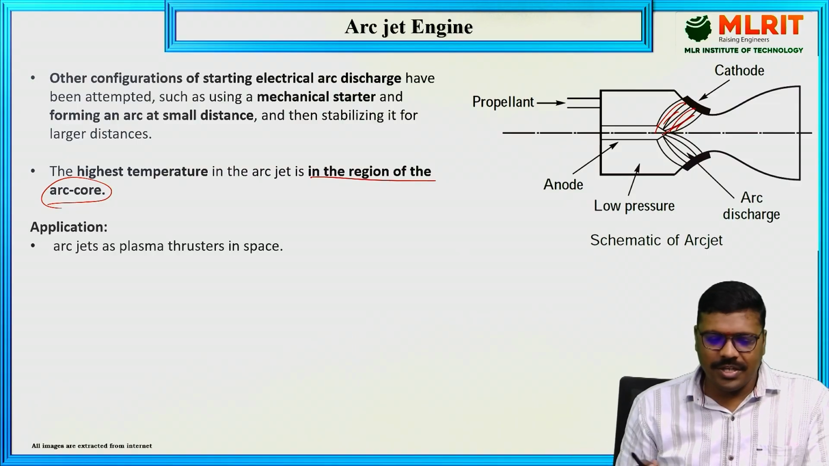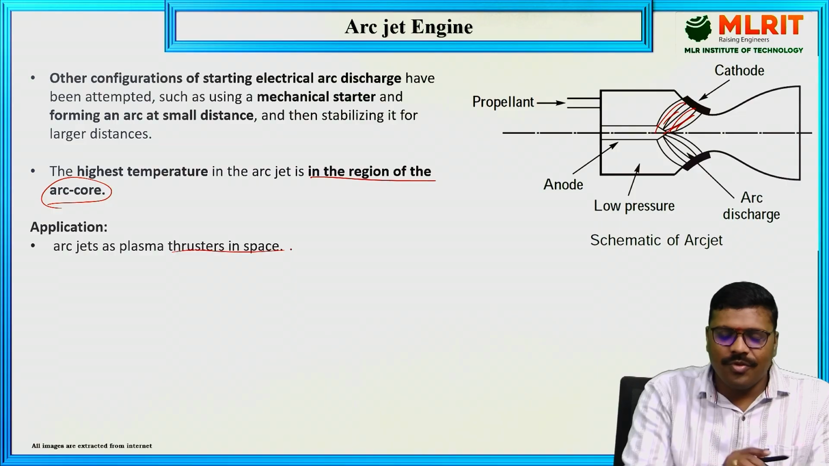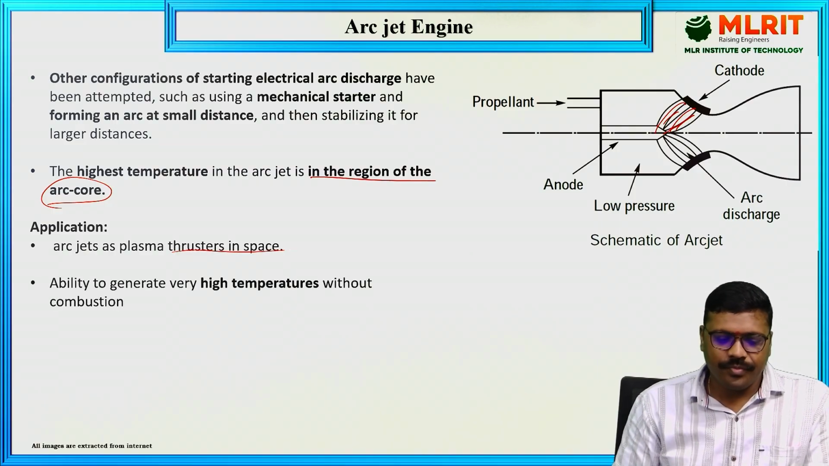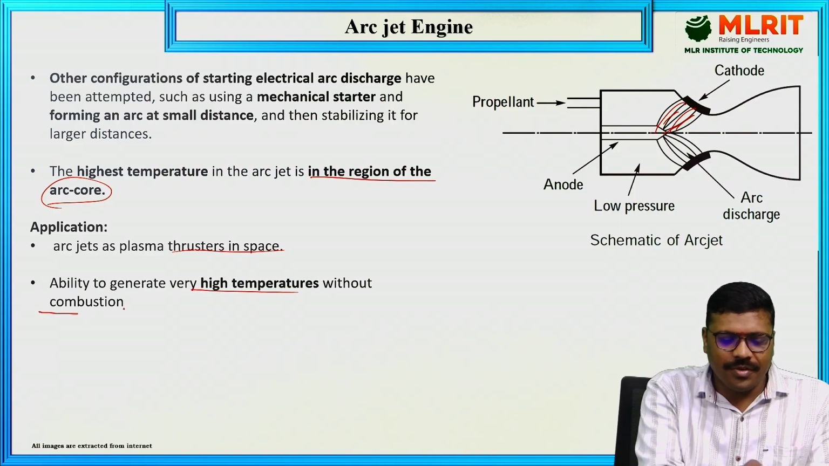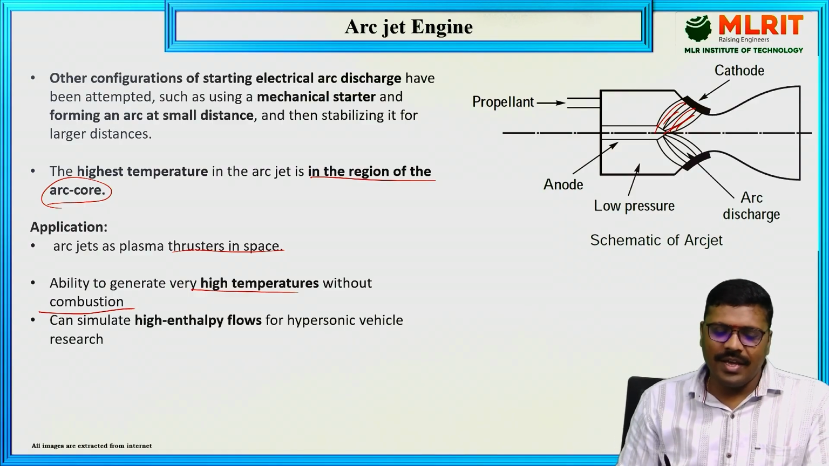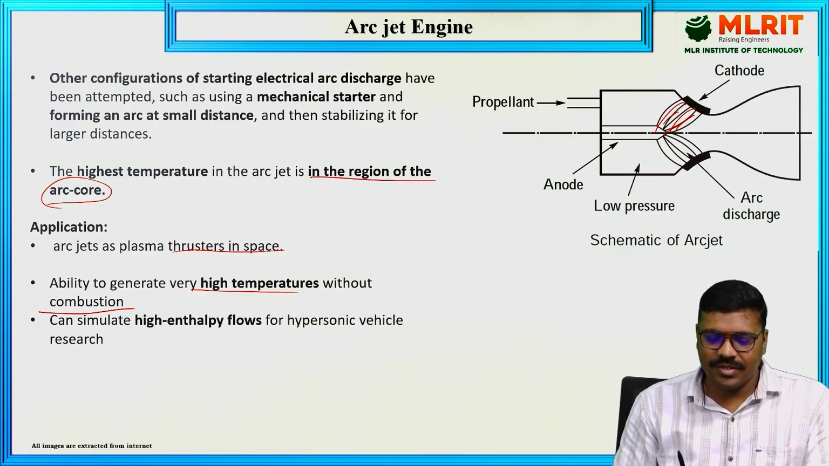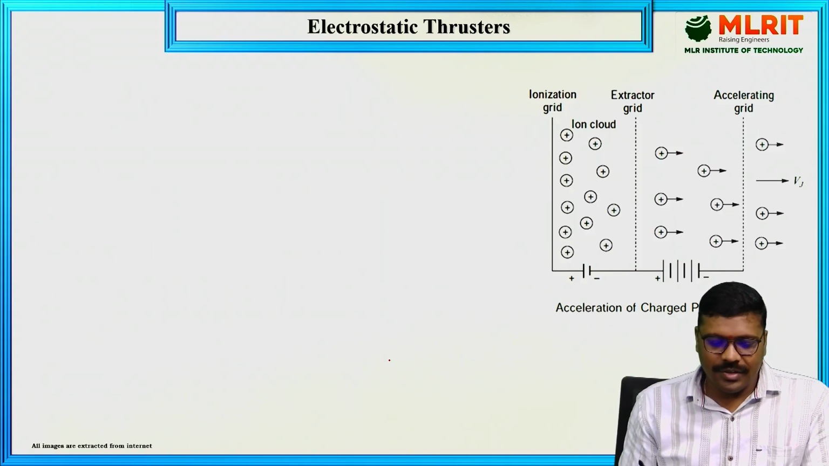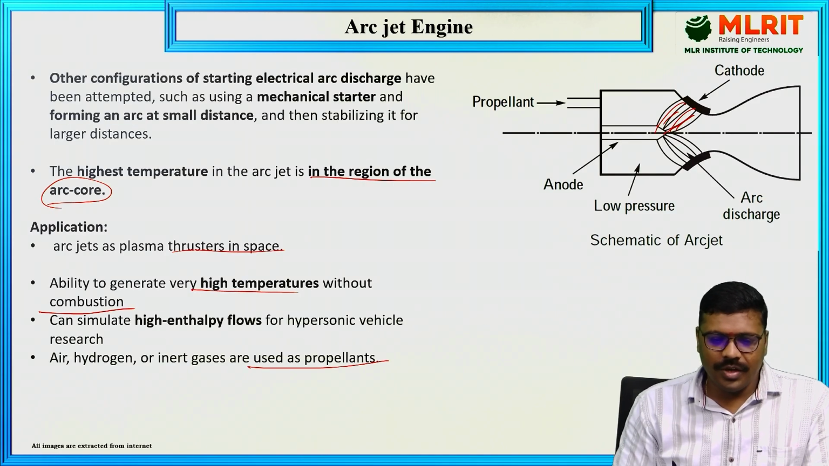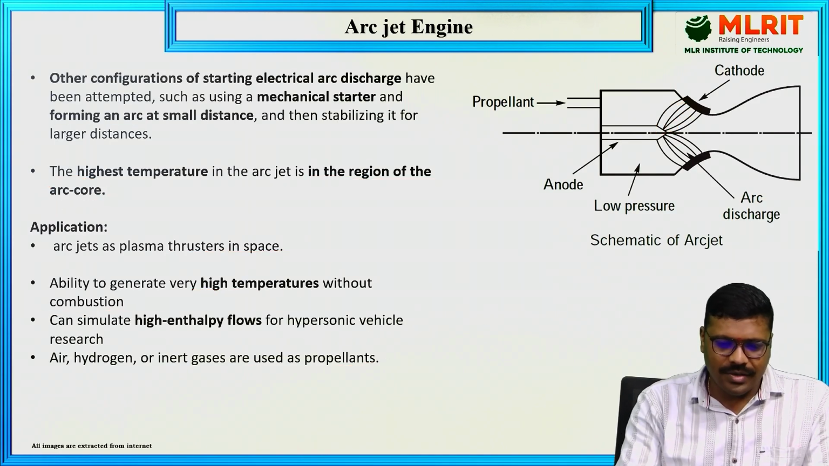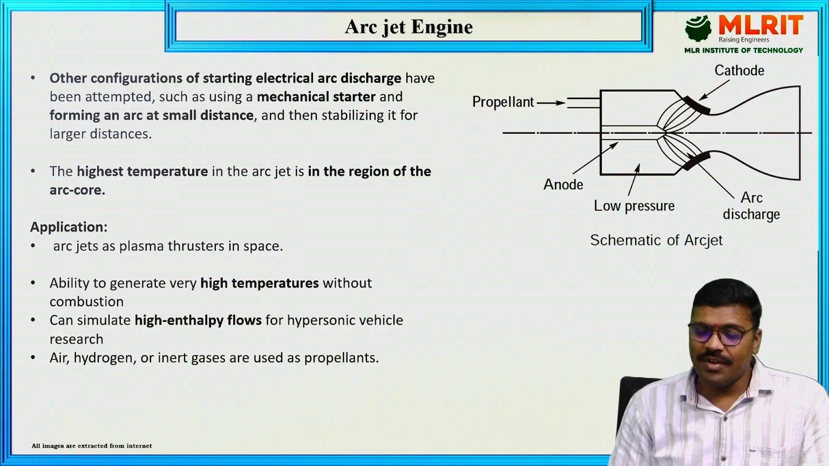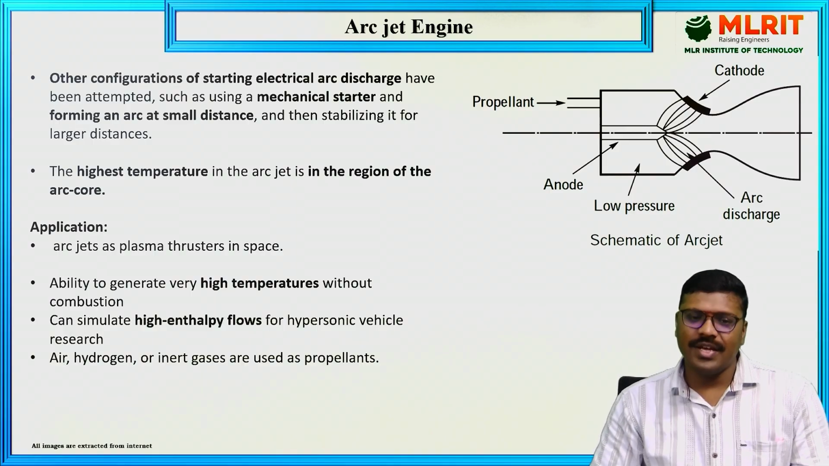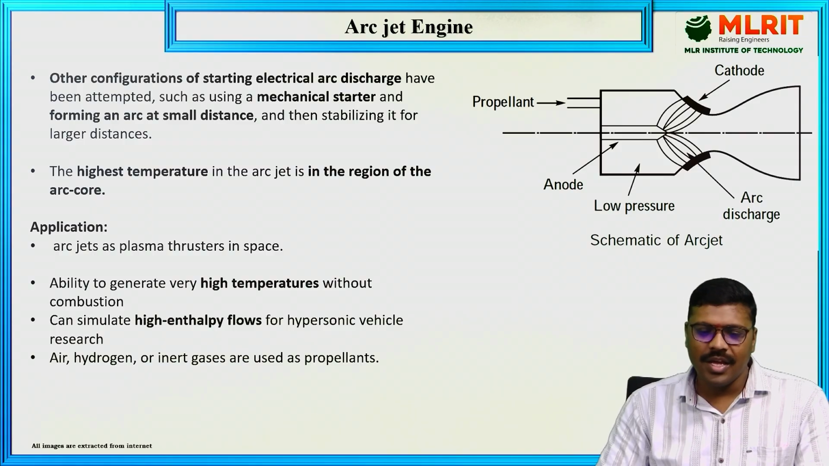Coming to the applications, these arc jet plasma thrusters are used in space applications, with the ability to generate high temperature without combustion. They can simulate high enthalpy flows for hypersonic vehicle research. Air, hydrogen, and inert gases are used as propellant in arc jet thrusters. So this is about the electrical arc jet thruster. The exit velocity Vj, the exhaust gas velocity, is very high in electrical thrusters when compared to chemical rockets.